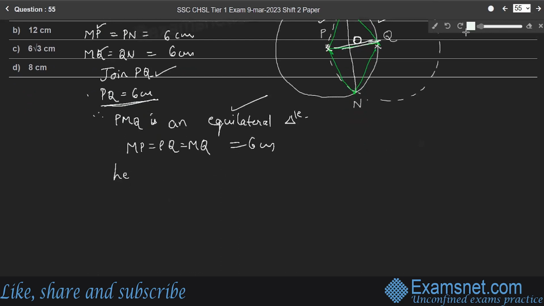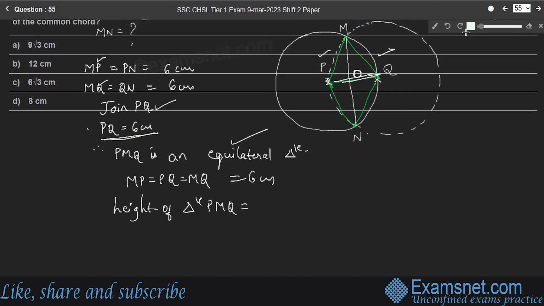In an equilateral triangle, the height of the triangle PMQ is nothing but MO. MO is the height of the triangle. In an equilateral triangle, height of the triangle is equal to √3/2 into one of its sides, since all the sides are equal. So it is √3/2 into 6 centimeter, the side of the triangle.